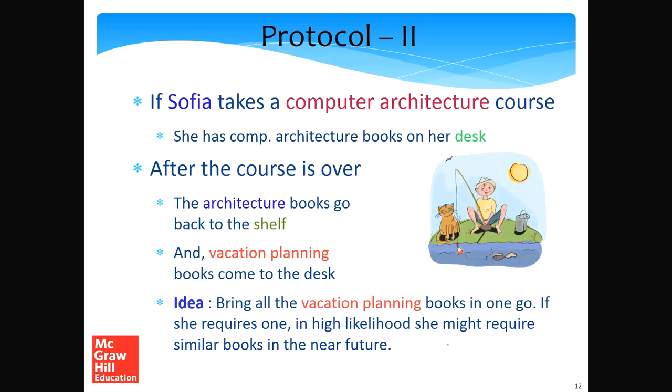So it makes sense that she brings all the vacation planning books in one go. If she requires one of them, in high likelihood she will require a similar book in the near future. So essentially she will make a trip to the shelf or to the cabinet and come back with a stack of similar books in one go and put them on the desk. Right? So this is what you would typically do.